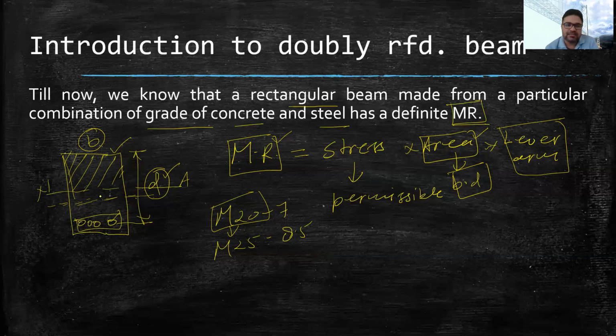So in that case, to balance this increased quantity of the steel, the concrete area will have to be increased, and in that case the neutral axis will get down. Now if we are increasing the steel, what is happening actually?